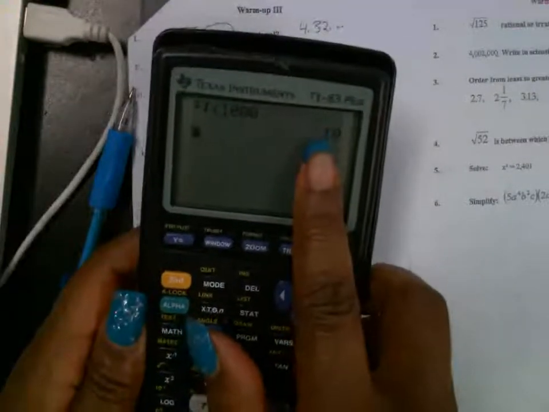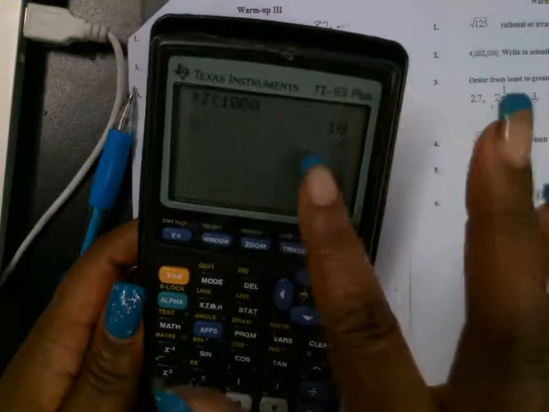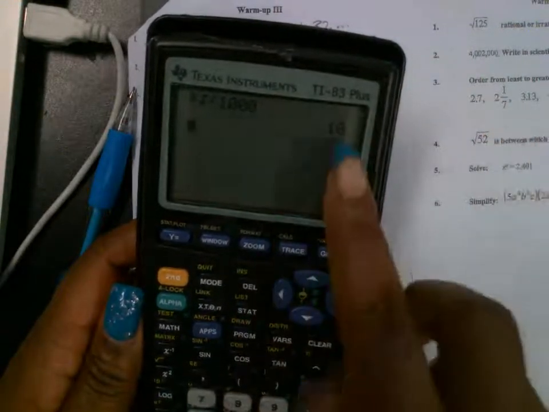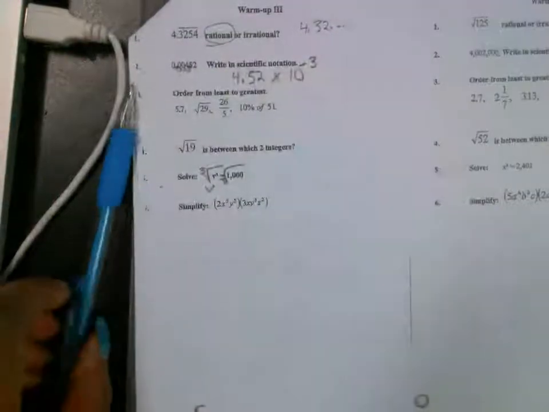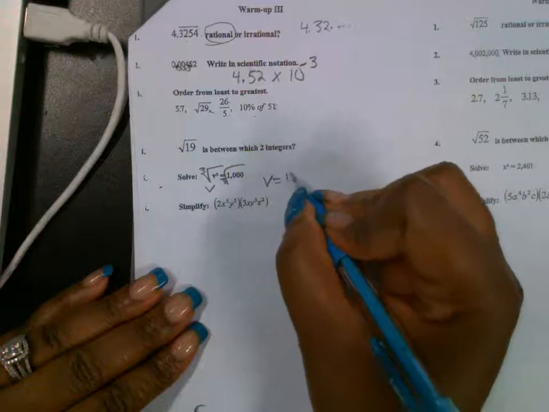And that's going to be 10, okay? And you know it's 10 because when you multiply 10 times 10 times 10, that's 3 zeros, right? All right. So this is going to be V is equal to 10.